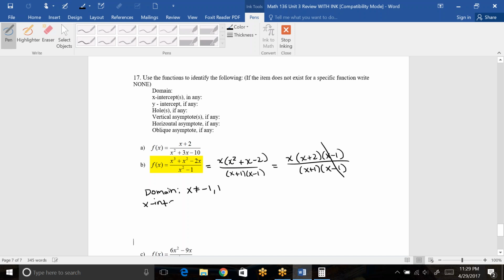X-intercepts will be anything left on the top, so there's 2 of them. x equals 0 and x plus 2 equals 0. Those are both x-intercepts. If I solve that other one, it'll be -2. So that'll be (0, 0) for the first one and (-2, 0) for the second one. For the y-intercept, you plug in 0 for all the x's, which makes everything on top 0. So that's going to be 0 over -1, which is 0.